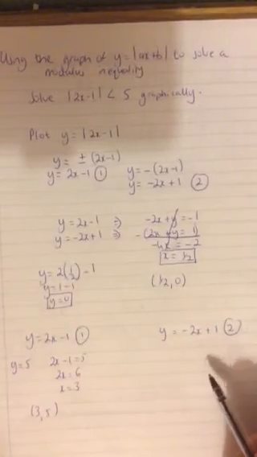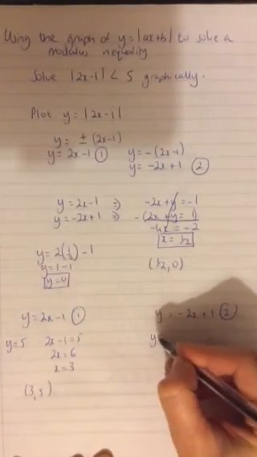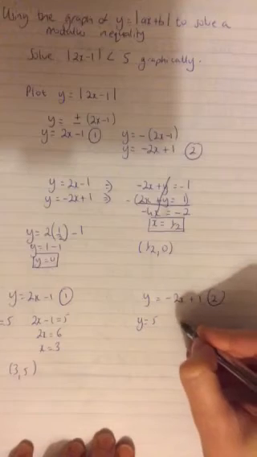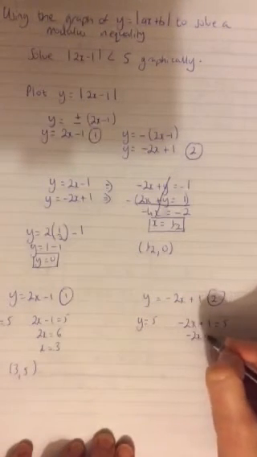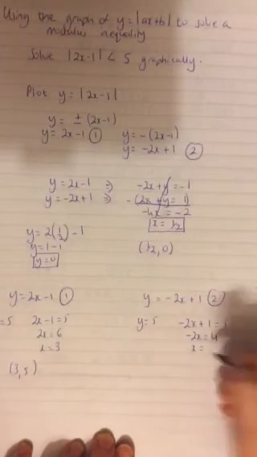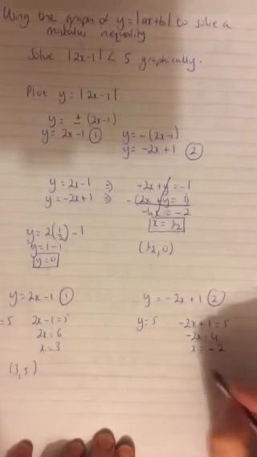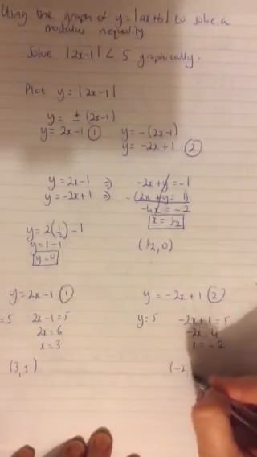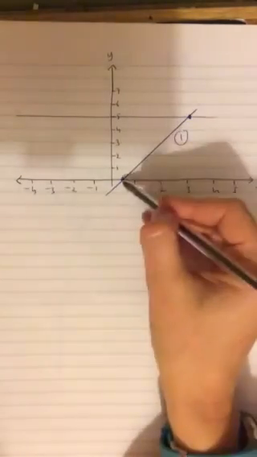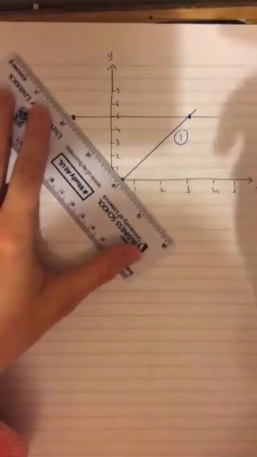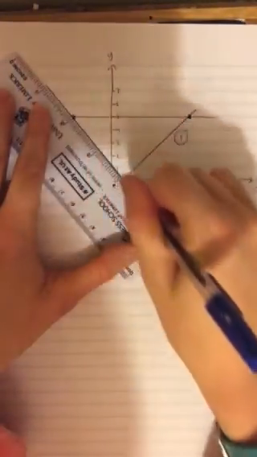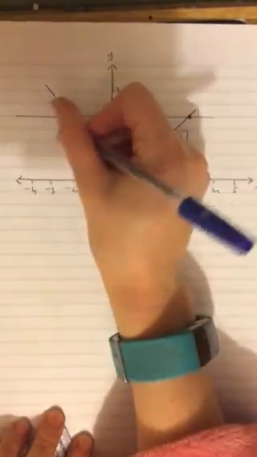The second thing we want to do is plot our line 2. Again, we want to see where it intersects when y equals 5. So when y equals 5, we have minus 2x plus 1 equals 5, and we want to solve. Then we have minus 2x equals 4, so x is equal to minus 2. That point is minus 2, 5. Let's go back to our graph. We go to minus 2 and up to 5, and then we draw this line. We'll call this line 2.